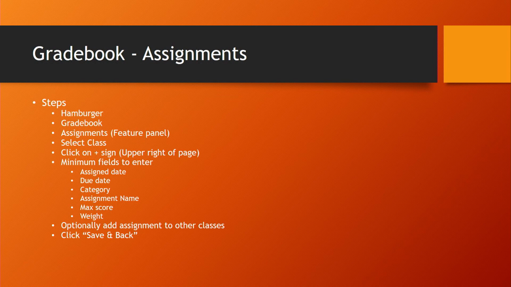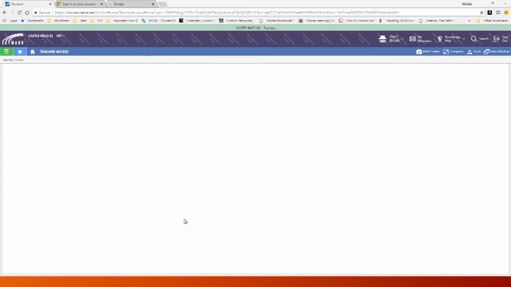Minimally, for each assignment, we have to add an assigned date, a due date, the category, the assignment name, the max score, which defaults to 100, and the weight, which defaults to 1. Optionally, we can add the assignment to other classes. And then we just click on Save and Back. There are some other options on there, like save and add another, save and add scores. There's lots of different save options, and we'll just briefly go over them.